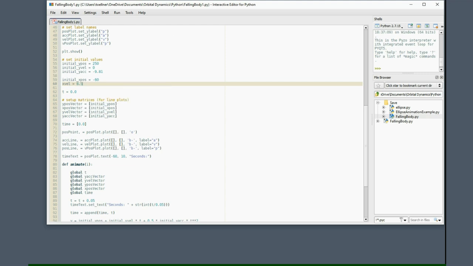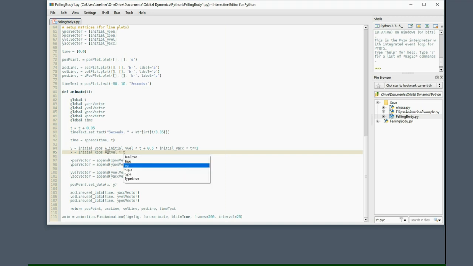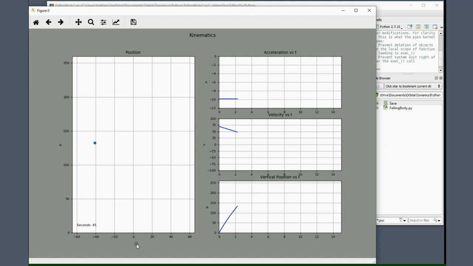And I need to give this a horizontal velocity of 8.5. And I made a mistake. I'm not starting y at 250. I'm going to start it at 0, and the initial y velocity will be 70. So the object is going to go up, reach a pinnacle, stop, and come back down. So now if I run this, I get a nice parabolic motion. And I get acceleration plotted, velocity plotted, and position plotted.